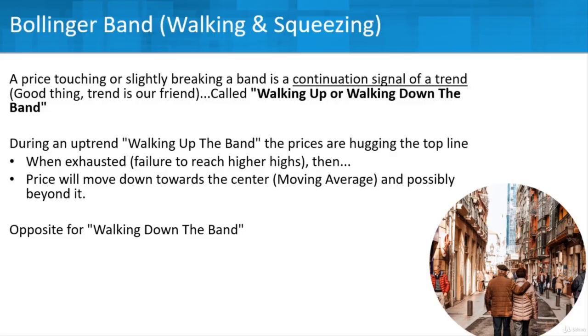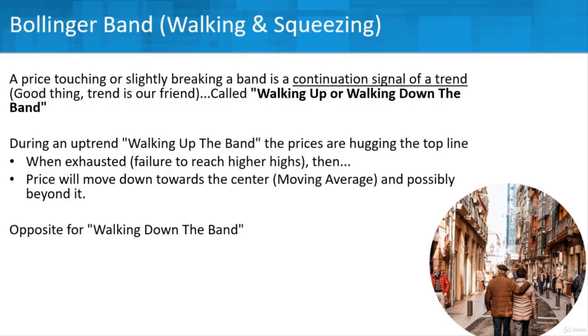One thing when you're looking at Bollinger Bands, you're looking for walking and squeezing. Oh, that sounds like fun, doesn't it? A price touching or slightly breaking a band, like an upper or lower band, is a continuation signal of a trend. Remember that classic phrase, the trend is our friend. We want to identify and know trends. When it's touching or slightly breaking that, it's called walking up or walking down the band.